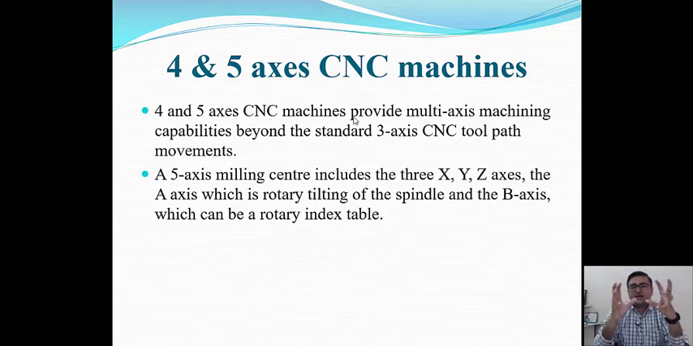So now you can get some glimpse that not only the tool moves. As I have already discussed, in a CNC milling machine the workpiece is put on the magnetic chuck and the tool moves in the X, Y and Z directions. So the tool movement is considered as the 3 axes of the CNC machine. But in the case of the 4 and 5 axis CNC machine, what happens?